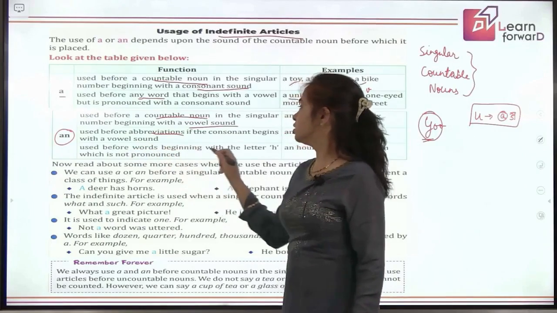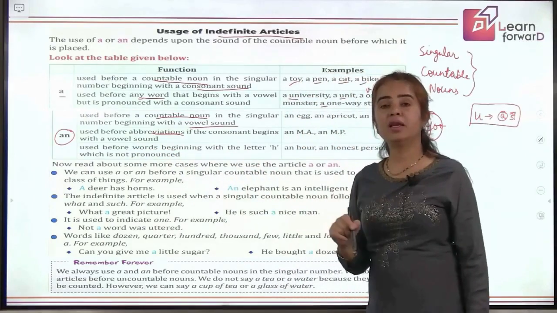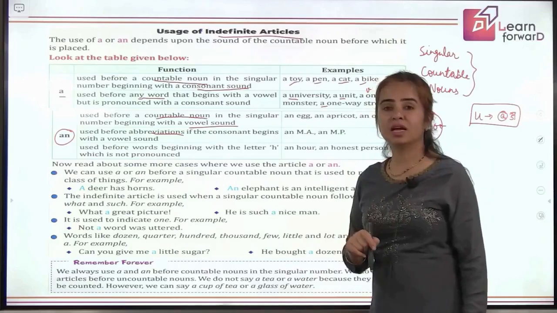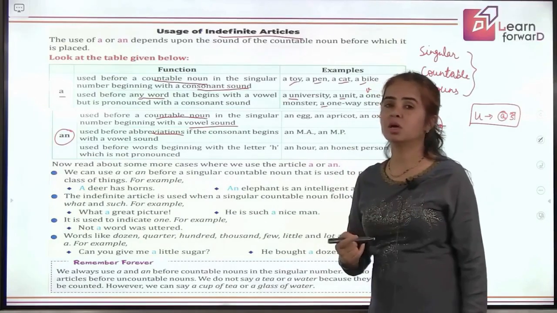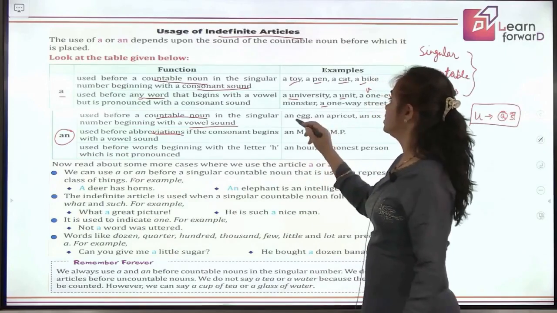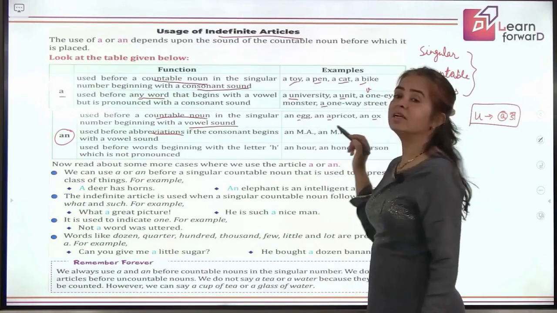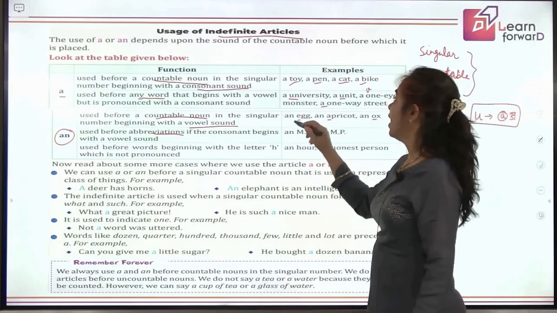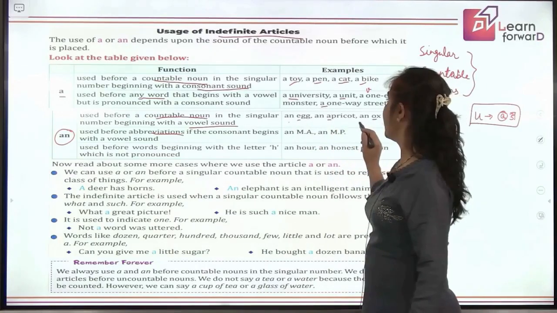We also use it before words beginning with letters which are silent, which are consonants but silent, so that the initial sound is coming as a vowel sound. So we have examples here. For these, they are already beginning and sounding with the vowel sound. And this is an egg, an apricot, an ox.